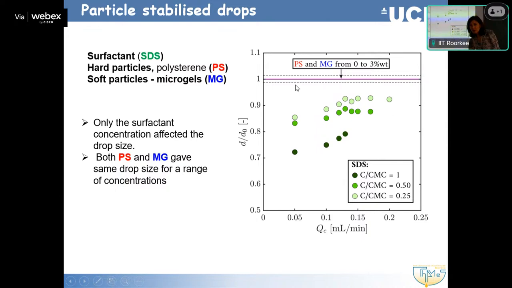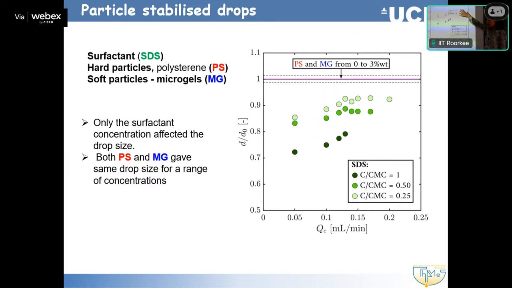And what we found is that these green lines are the results of the drop size from the surfactants. Okay, so in that case, we saw that as we increase the surfactant concentration, the drop size decreases.